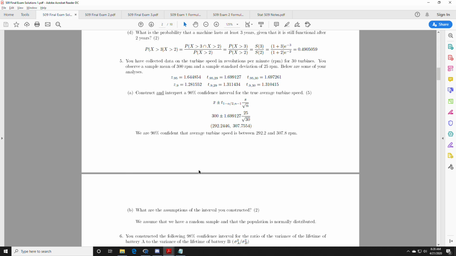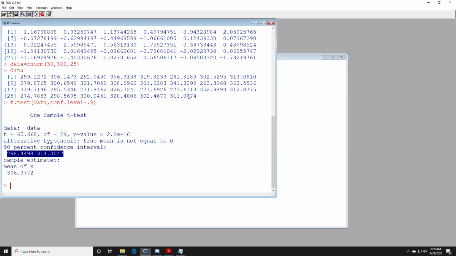So the most common question for a problem like this is I might say something like, if the average turbine speed is below 300, then it needs to be tuned. We want the turbine speed to be at least 300 RPMs, and if it's not, we need to retune it. Do we need to retune the turbine, based on the confidence interval? What's our decision?